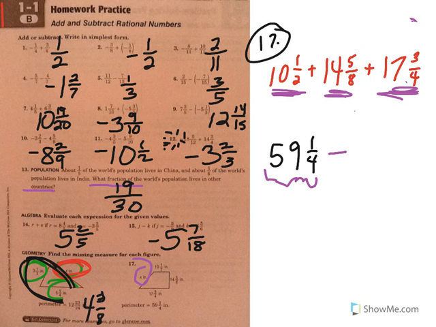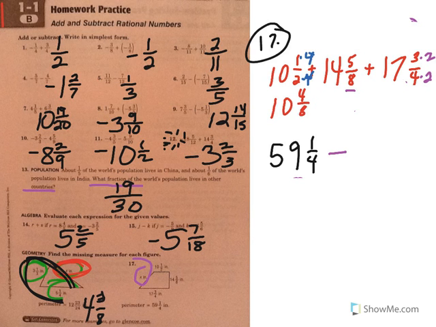So 10 1/2, 14 5/8, and 17 3/4. We need a common denominator. Are you seeing 8 as a common denominator here? So leave 8 alone here. Multiply by 2 times 2. Multiply by 4, 4 and 4. Yikes. Okay, so it's going to be 10 and 4/8 plus 14 and 5/8 plus 17 and 6/8. Everything is in eighths.